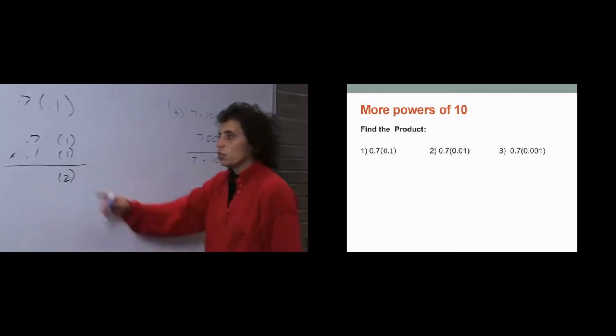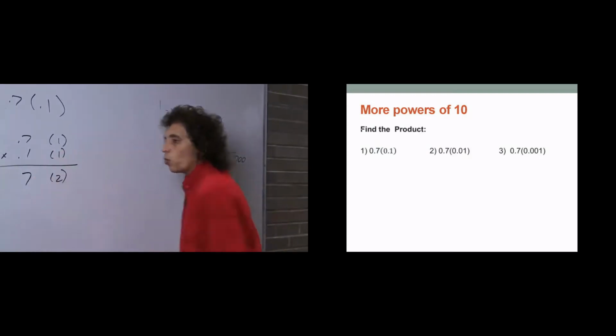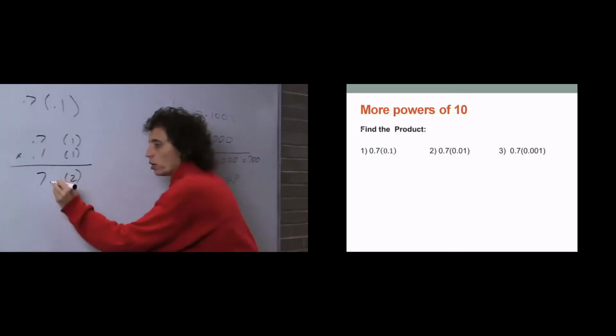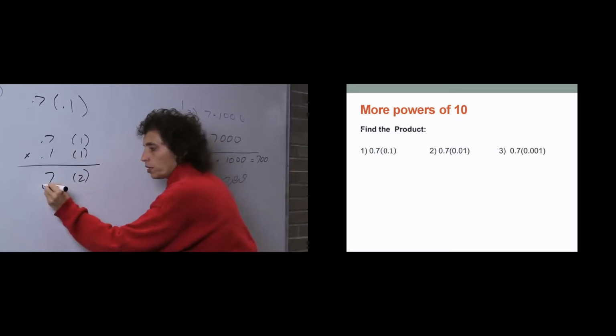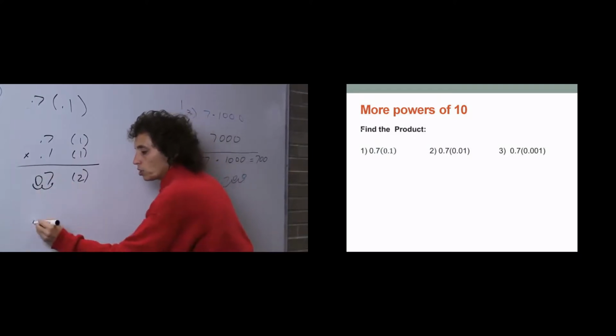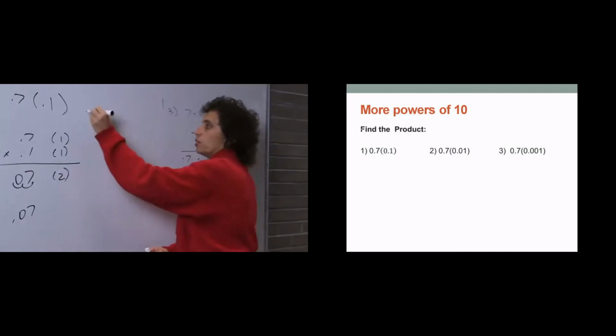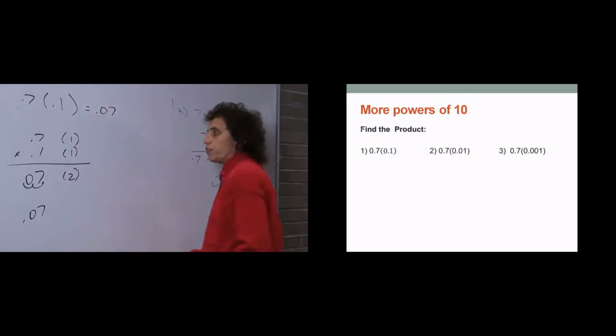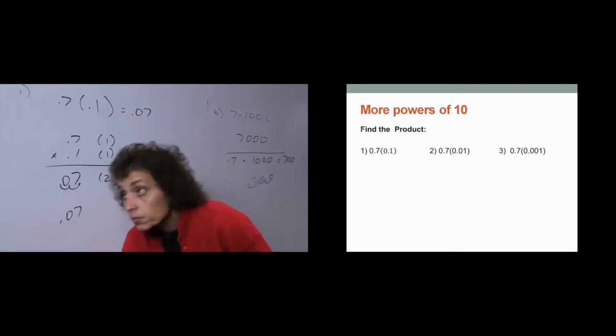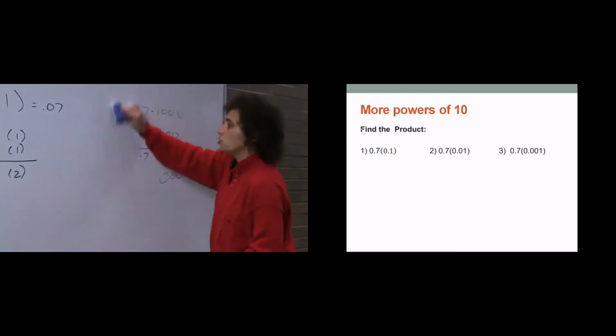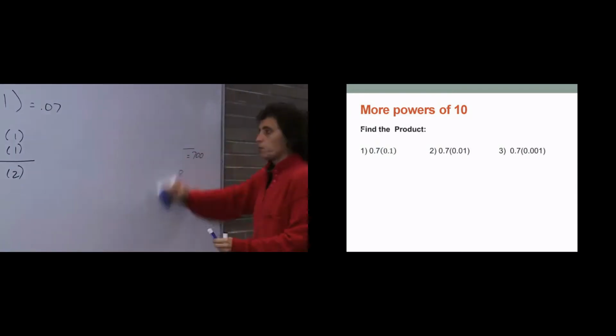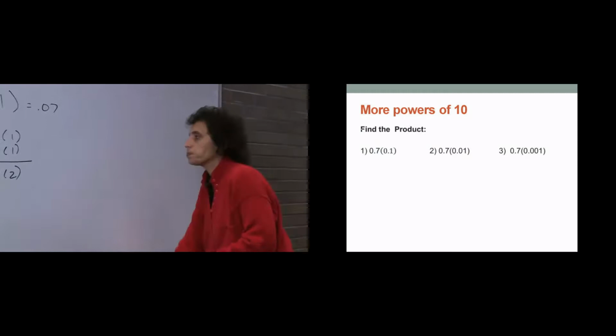So there's one place here, one place here, so it's got to be two places in the answer. 1 times 7 is 7. Where do I get my 2 places? Well, it's right here: 1, 2. 0.07 is my answer. Now let's look at 0.01.